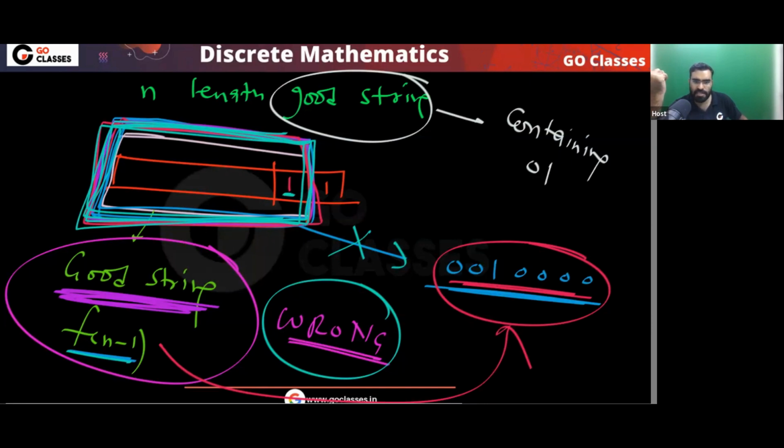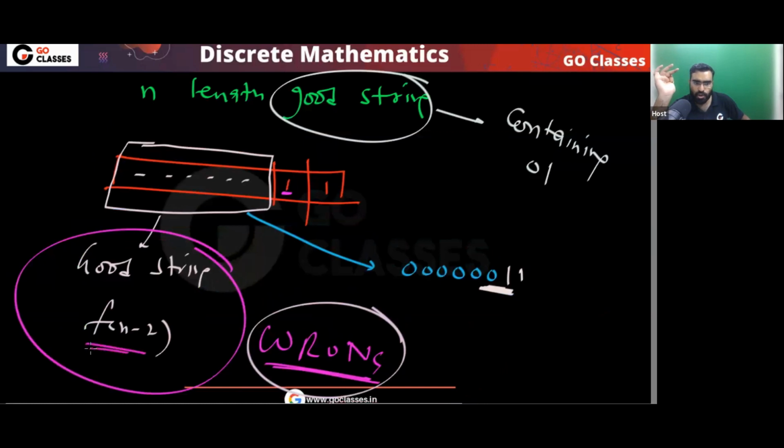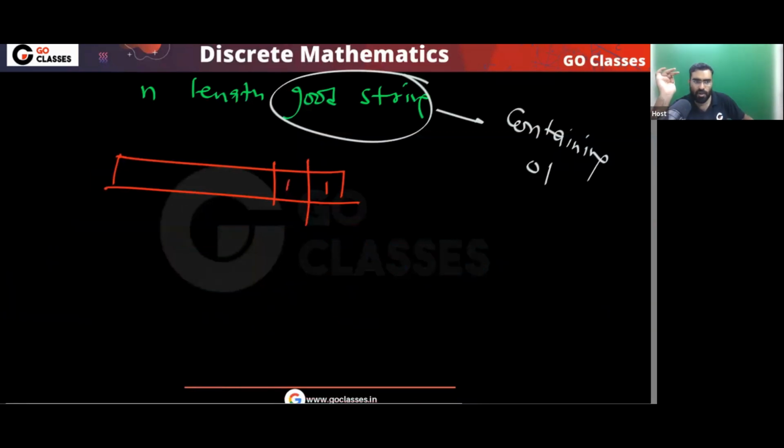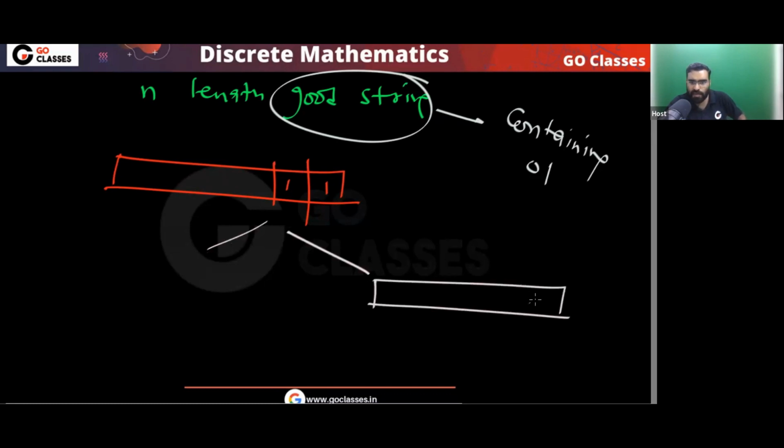I hope everything is clear. What is wrong? You cannot use fn minus 2. Similarly, you cannot use fn minus 1. So now you tell me, when you are ending with 1, what should I do? If you are ending with 1, again very simple, there will be 2 cases. You are already ending with 1, and here you can have 0 or here you can have 1.